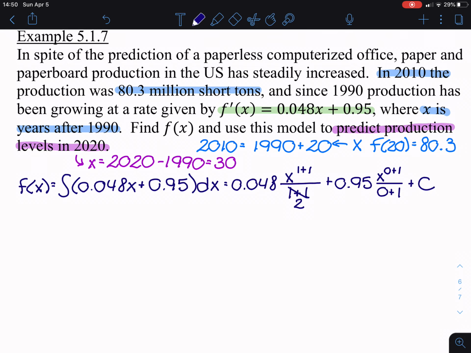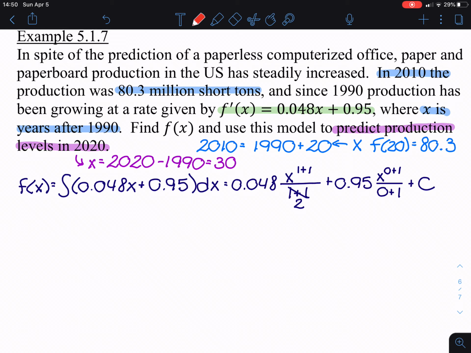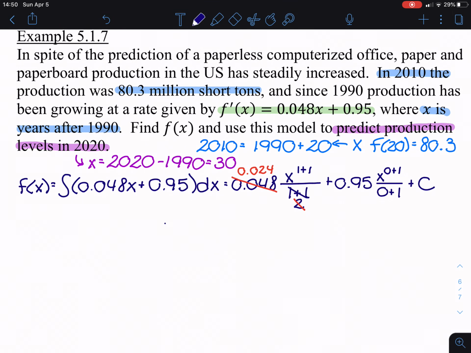plus C. All right, now in order to calculate this out, I can cancel the 2 with the 0.048, so this is 0.024. Okay. So my function here is 0.024x squared plus 0.95x plus C. So this is f of x.